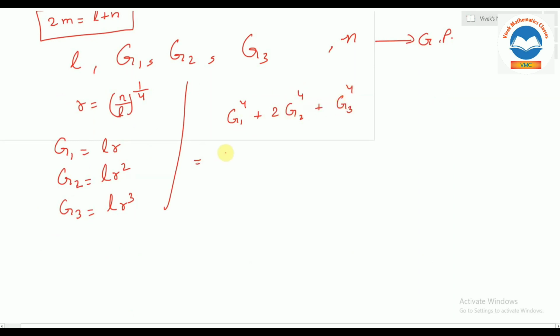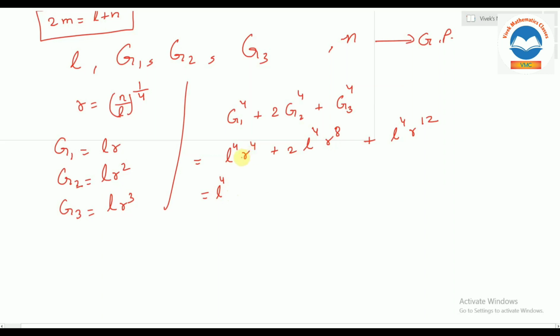Okay, we will substitute here. What is our G1 value? LR. So L to the power 4, R to the power 4 plus 2 times of, what about G2? L to the power 4, R to the power 8 plus L to the power 4, R to the power 4 into 3, 12. Now we know the R value, we will substitute here. So this will become L to the power 4.